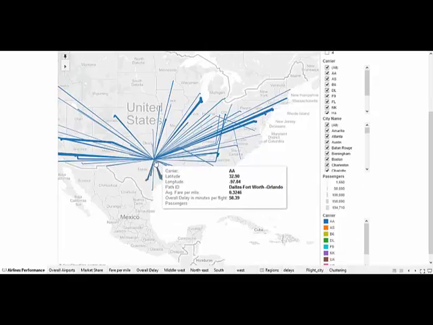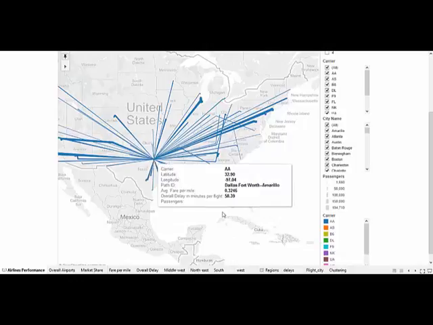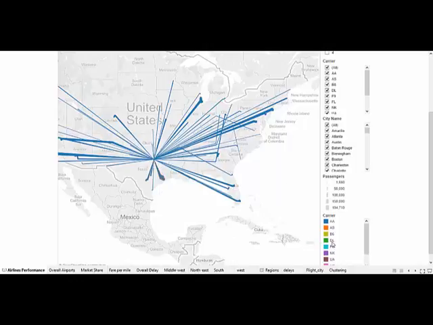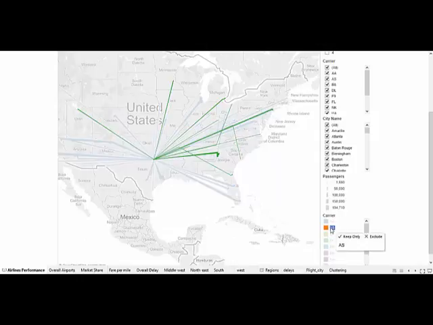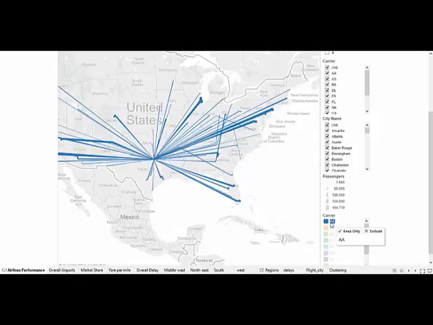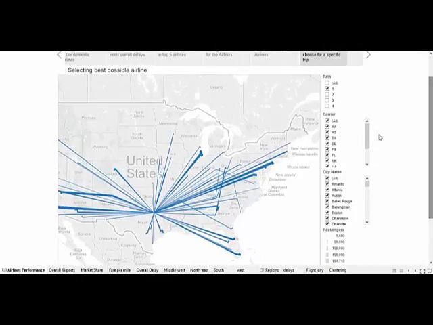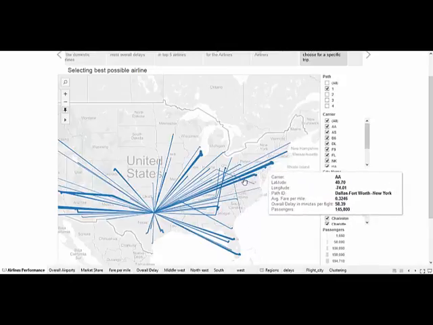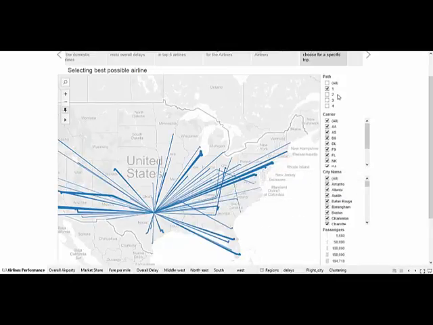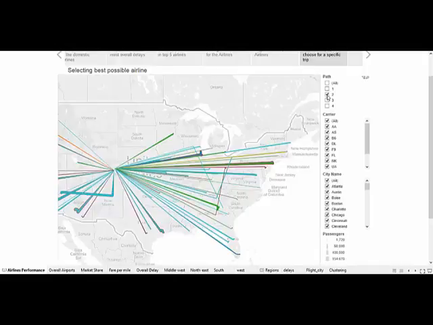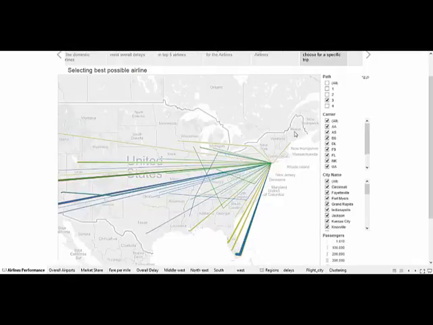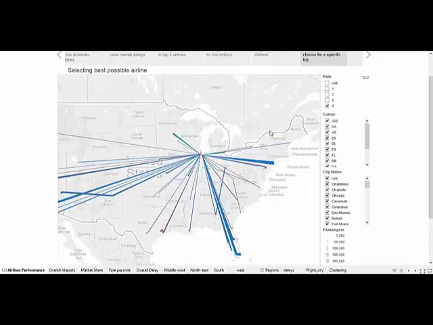For example, if we want to fly from Dallas to any other destination, we can see in the tooltip which airline has fewer delays and lower fares. Also, the thickness of the lines represents the number of passengers. Similarly, we can do it for all other cities like Denver, New York, and Chicago.